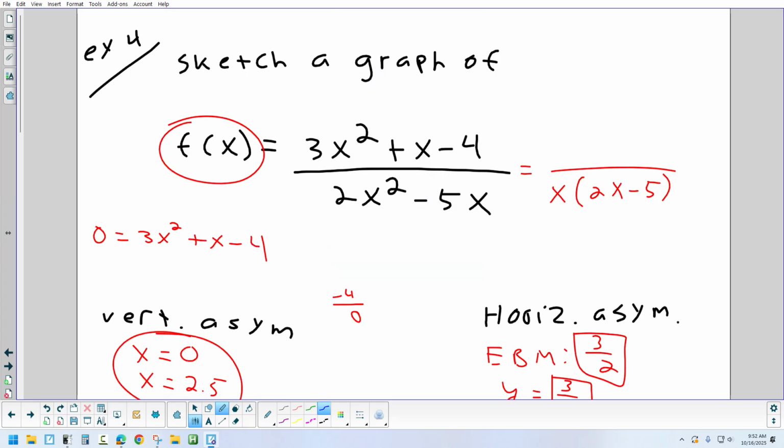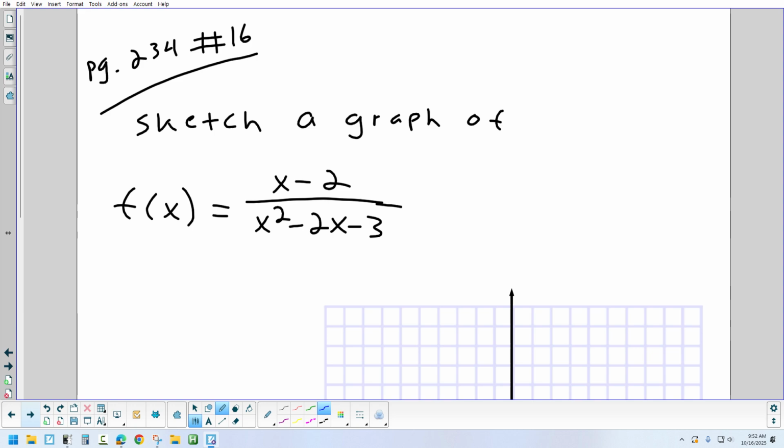All right. So the last one was just like the first one where the degree in the bottom is bigger and it gave you a horizontal asymptote at 0 again. So it's pretty much the same thing.